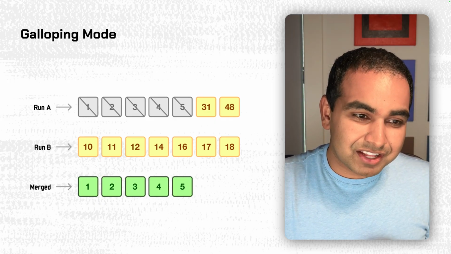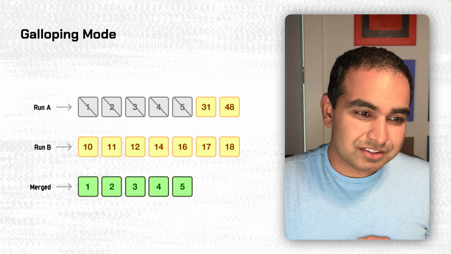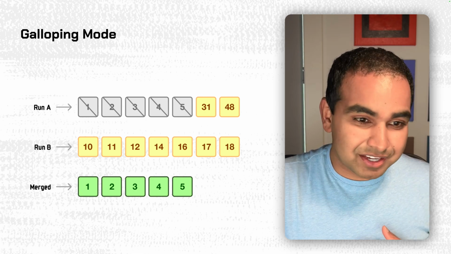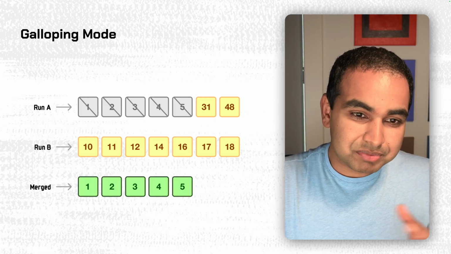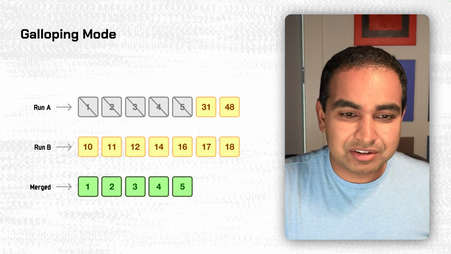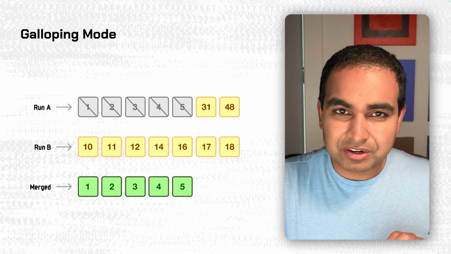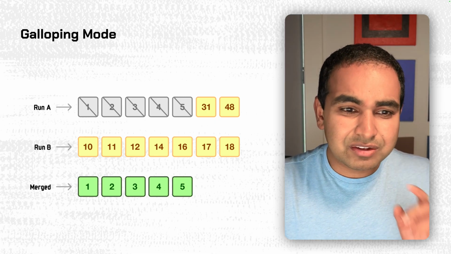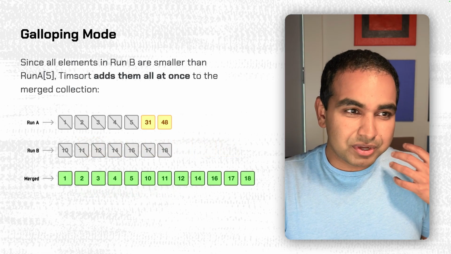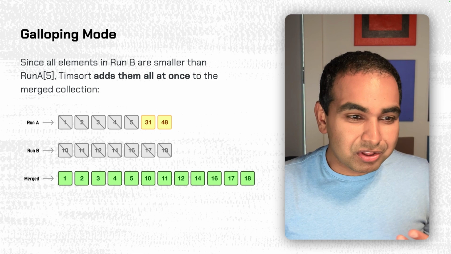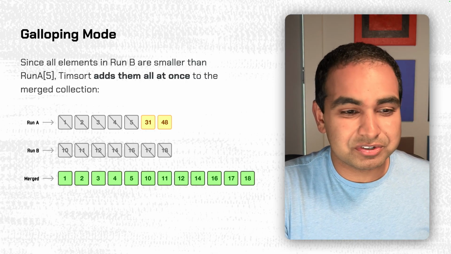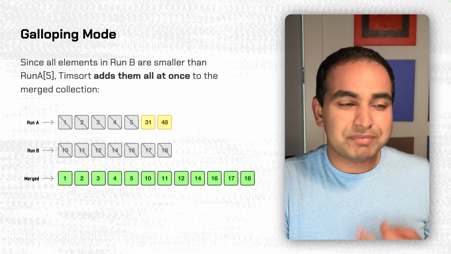Now, the next value we get to is 31. And the question is, is 31 smaller than 10? It's not. Is 31 smaller than 11? Nope, it's not again. And we keep asking ourselves, where's the best place to place 31? At this moment, we're going to switch into galloping mode and say, it seems like a lot of the values here are already in their final sorted position. Is it worth doing a comparison and asking each one whether it's in the right spot or not? At this point, since all elements in run B are smaller than 31, Timsort, instead of doing a comparison on each one, adds all of them at once to the merged collection.